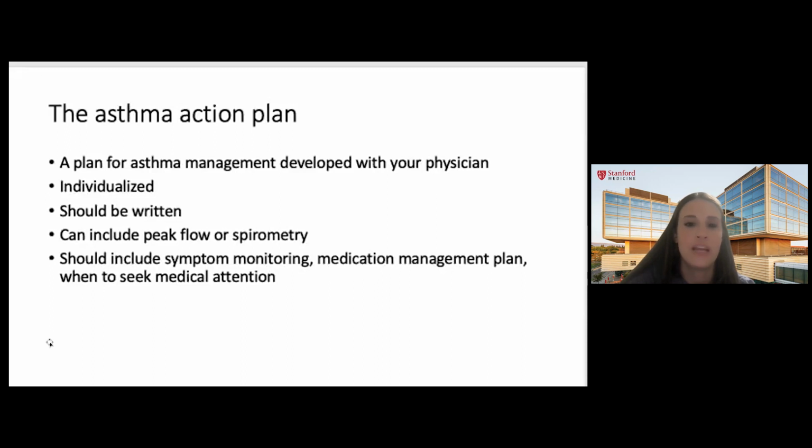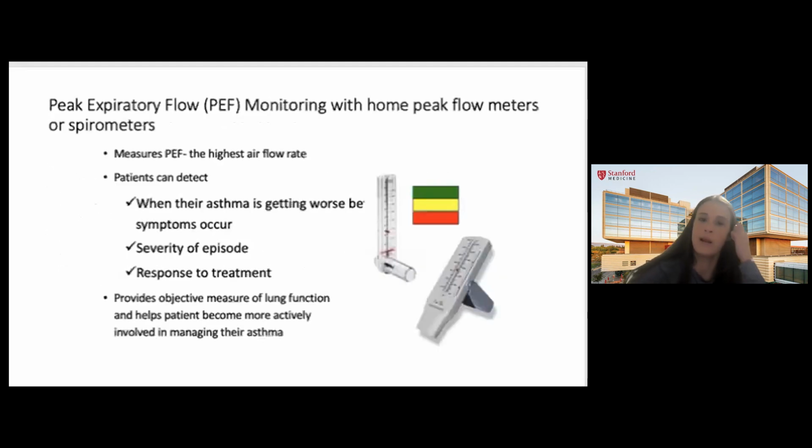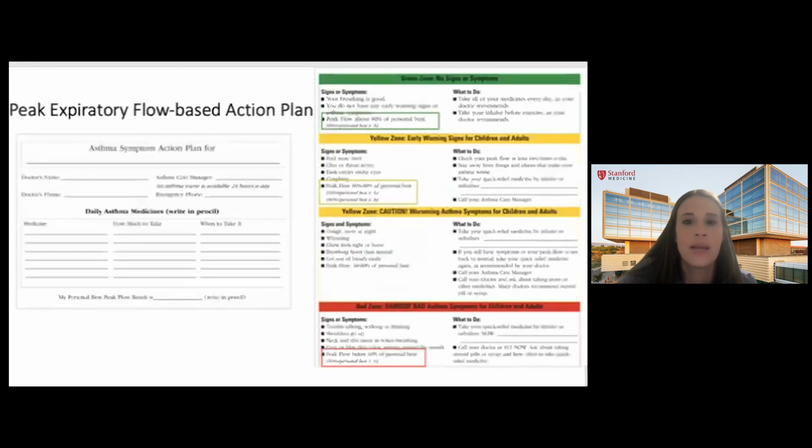It can include peak flow or other lung function monitoring. It can just be symptom-based. And it should talk about how to monitor your symptoms, what you should do with your medications, and when to seek medical attention. And we're running out of time, so I'm not going to talk much about this, but we often will use things called peak flow meters that assess the highest airflow rate to keep an eye on lung function and combine it with symptoms to know when you need to seek medical attention or add medications to your regimen.